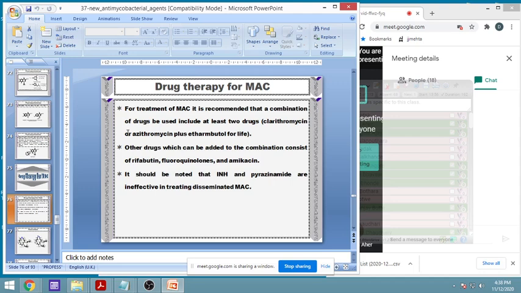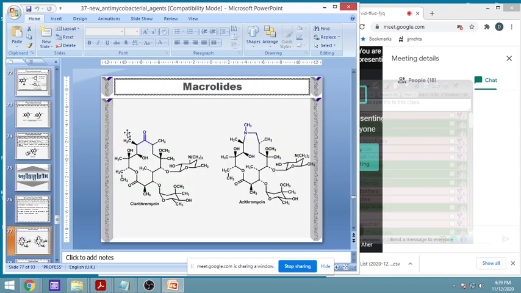The other drugs which can be added to the combination consist of rifabutin, fluoroquinolones and amikacin. It should be noted that INH and pyrazinamide are ineffective in treatment of this disseminated disease, which is spread throughout. Disseminated means Mycobacterium avium. So the drugs available are clarithromycin or azithromycin, which are macrolides, and ethambutol, or otherwise rifabutin, fluoroquinolones or amikacin. No other antibacterial or anti-tubercular drug is active in this Mycobacterium avium complex.